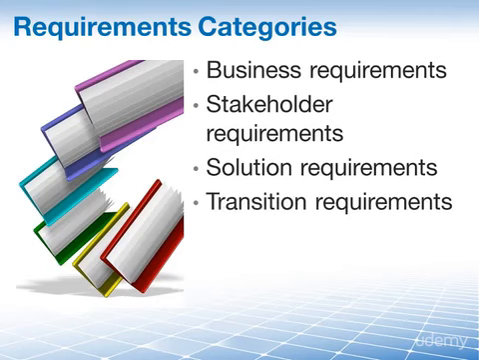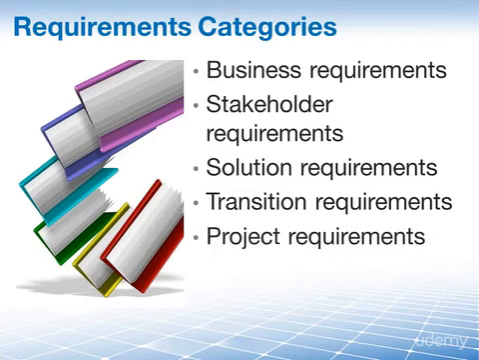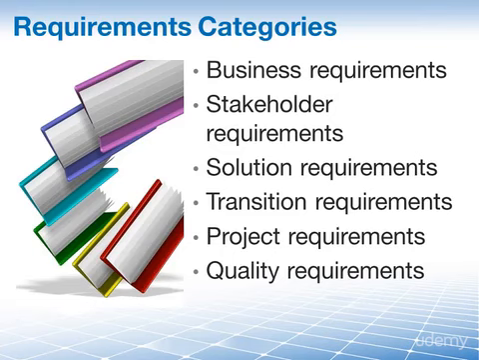We have transition requirements describing the conditions needed to change from the current state to a future state. And these are typically temporary conditions that must be satisfied to achieve the final project deliverable. For example, a company may conduct user training or set up a test lab to validate software functionality. We have project requirements. These address the needs of the project itself and the conditions the project must meet to be successful. And finally, quality requirements, which describe the criteria used to validate all requirements and the final project deliverable.